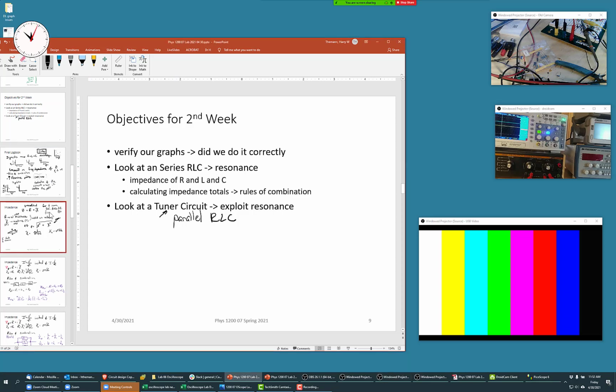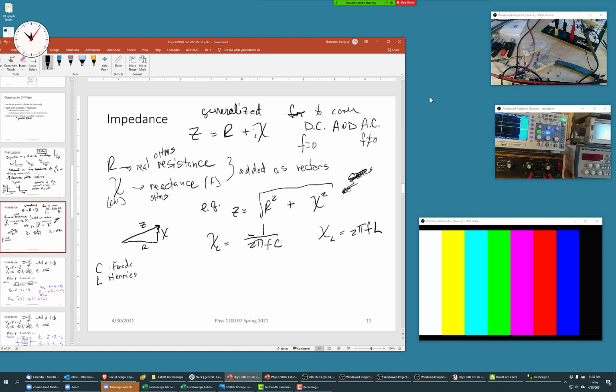All right, so let's go over exactly what we mean by impedance. Impedance is just generalized resistance. And it's on the next slide, we have Ohm's law, but we want to have a way of talking about all circuits, AC and DC. So we came up with this thing called impedance.